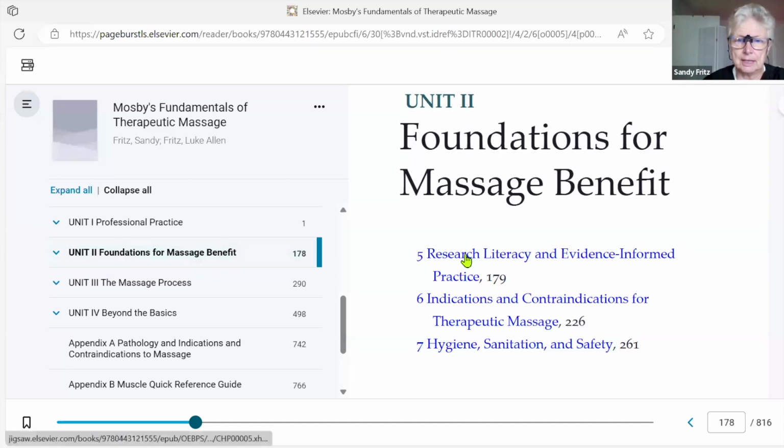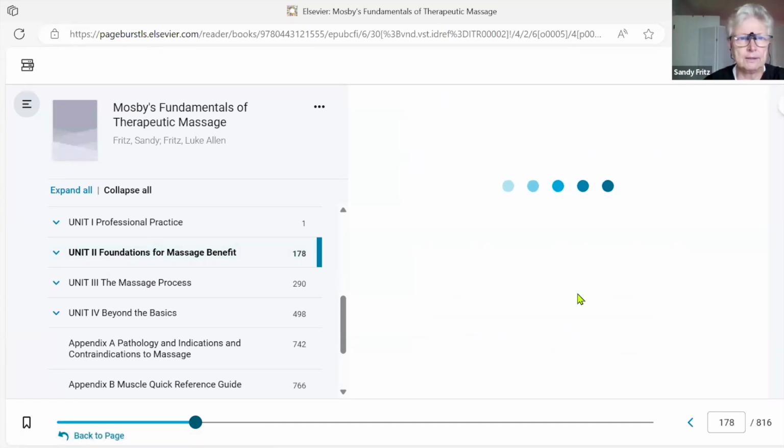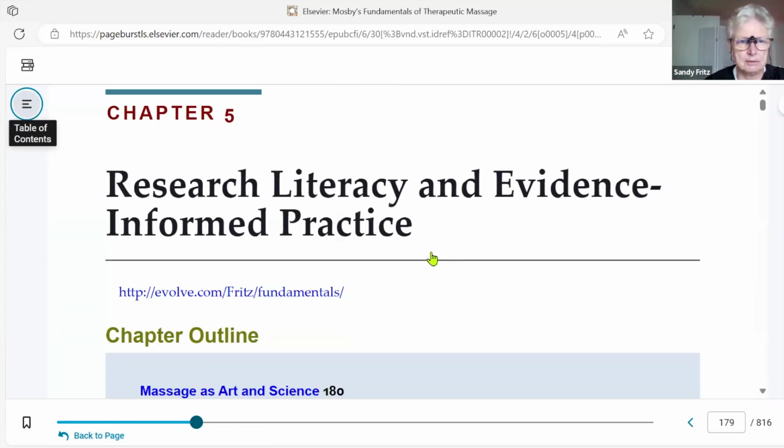So let's click on to chapter 5 and collapse the table of contents. Remember, you've got all of your fundamentals resources on the Evolve site, along with your chapter test, the big long one that you have to do that goes into your grade book. And also the answers and rationales for the end of chapter review questions.